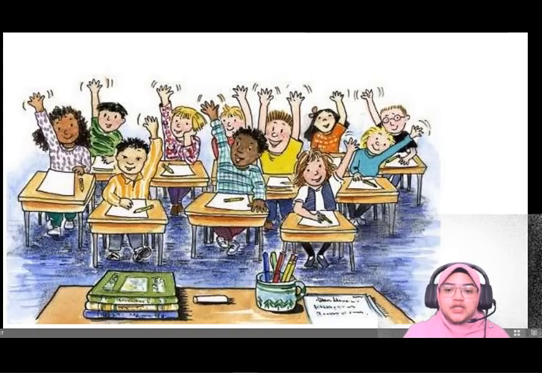Yes, it is a picture of a classroom. So the students are raising their hands. Maybe they are trying to answer some questions. So these pictures show us something that we used to do before the pandemic hit us.